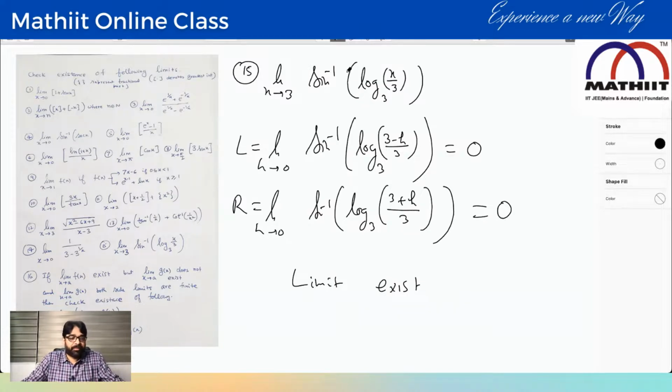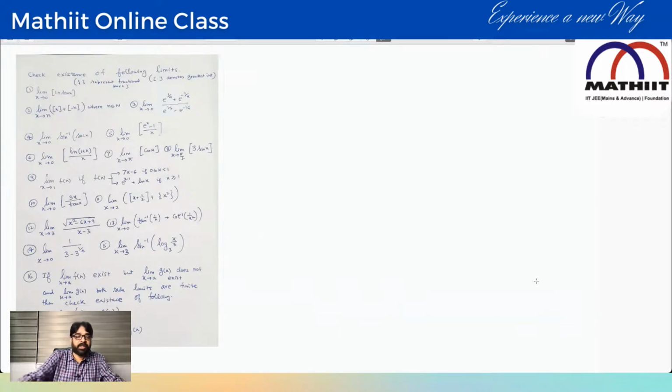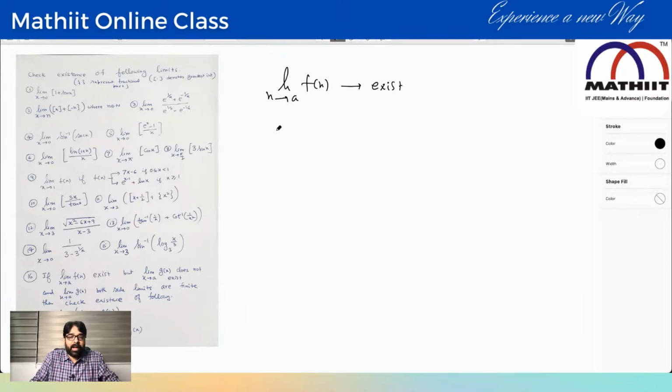Next, question number 16. It's a very much conceptual question. I will just copy that question and put it here so that everybody can see. Okay, I will write it. It's given that the limit x approaches to a of f(x) exists and limit x approaches to a of g(x) does not exist.